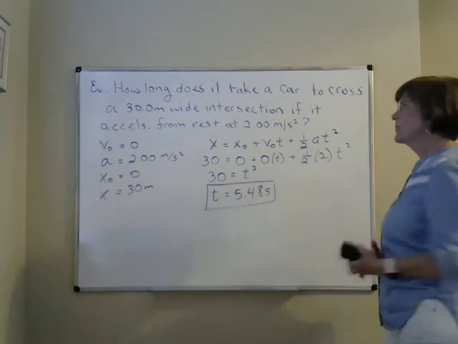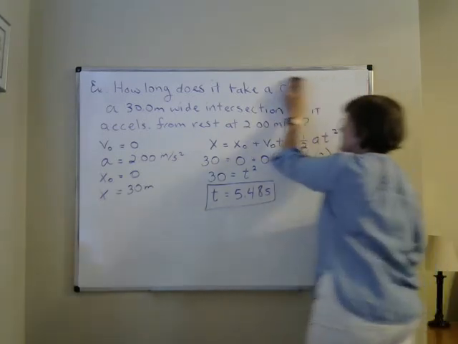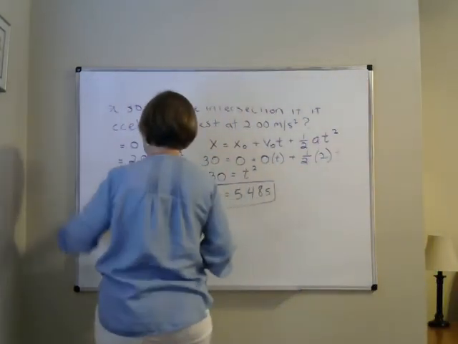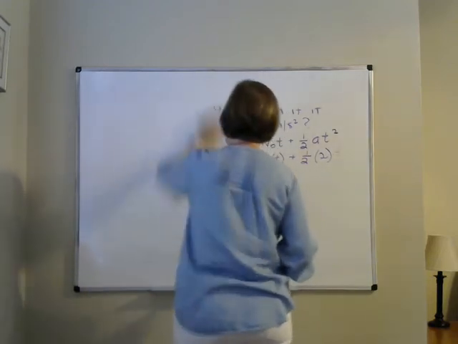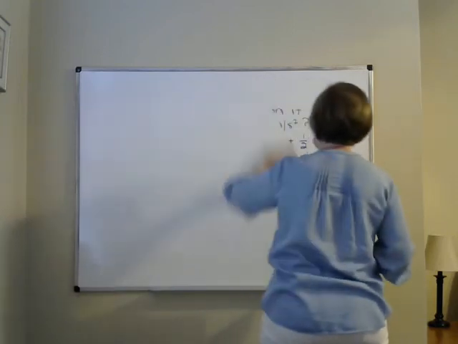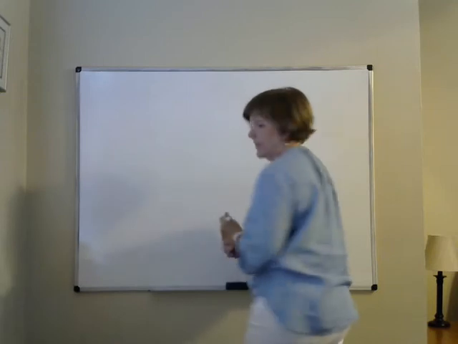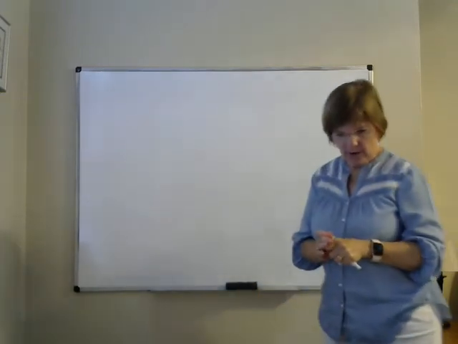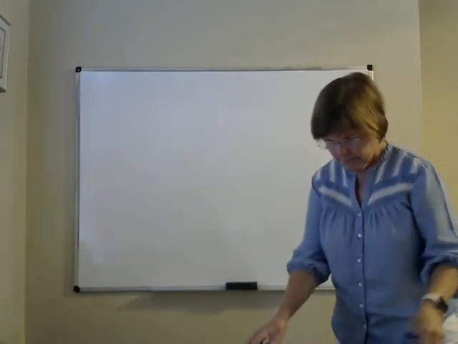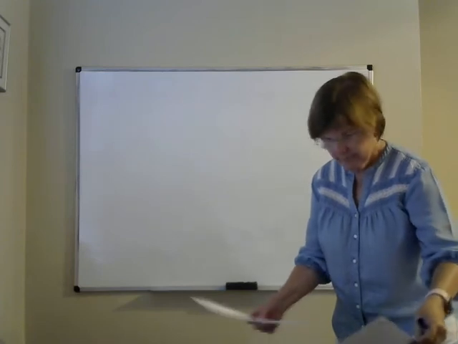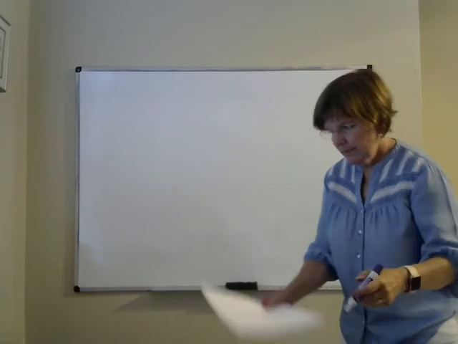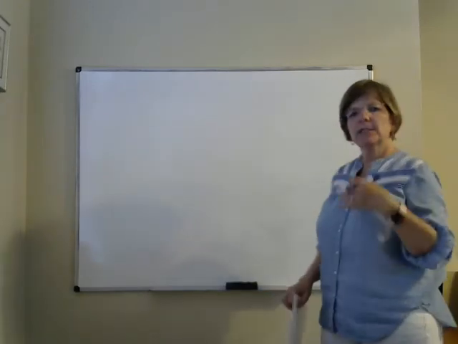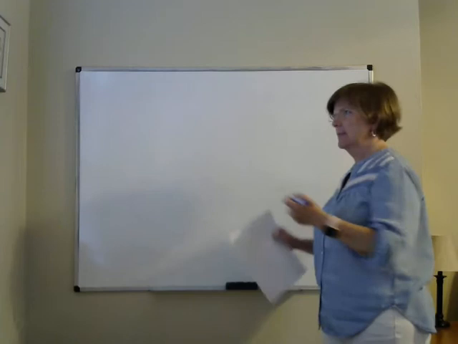One that's a little more challenging. In this problem, this is an example where we're going to consider a speeder passing a police officer.